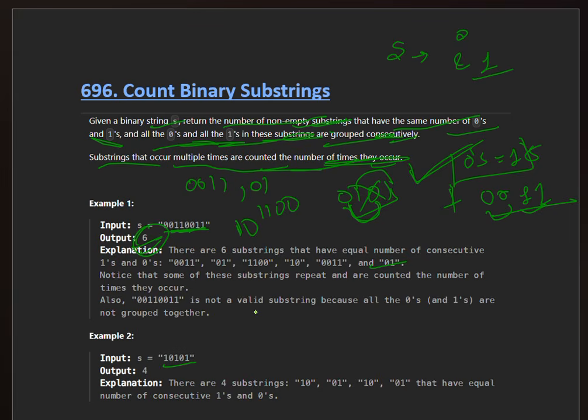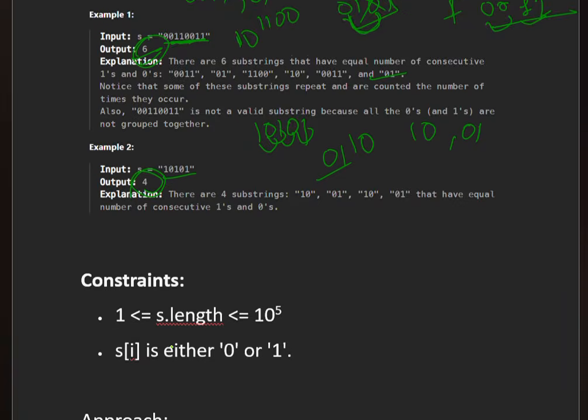Next we are given this string as 10101. So what are the possible ones? See, 10, then 01, then again 10, again 01. So four answers are possible.